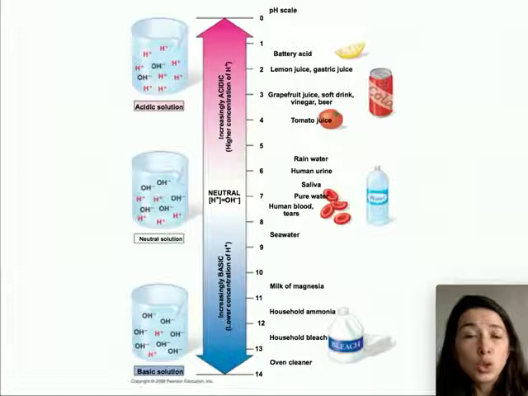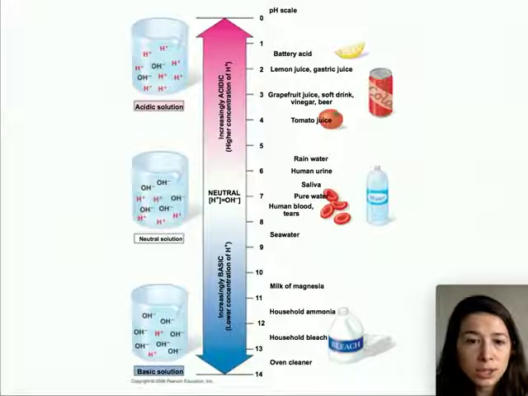And your blood is pretty much neutral. It's about 7.4. So there we have that on the map. As we go into higher numbers, we start seeing more and more basic solutions, so bleach, ammonia, some other strong cleaners, oven cleaner. Those are very, very basic, and they work by having that kind of chemistry.